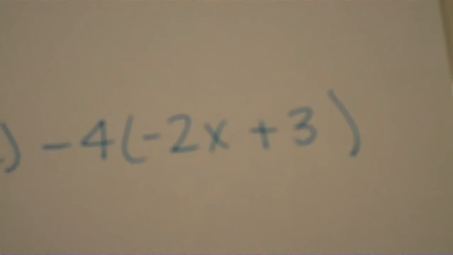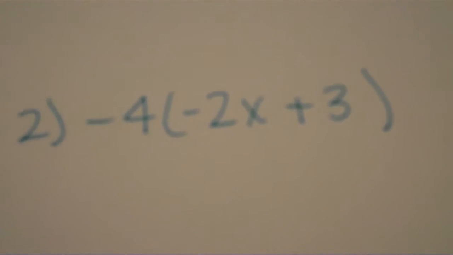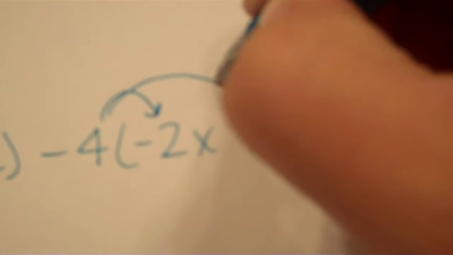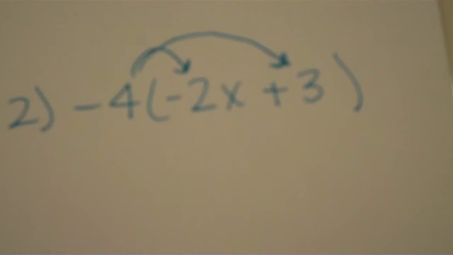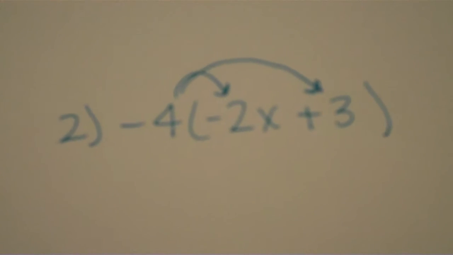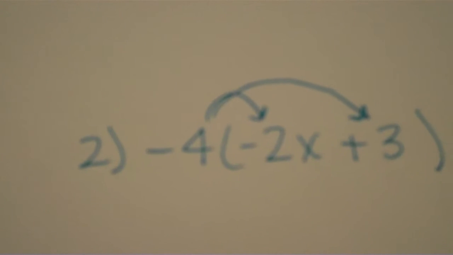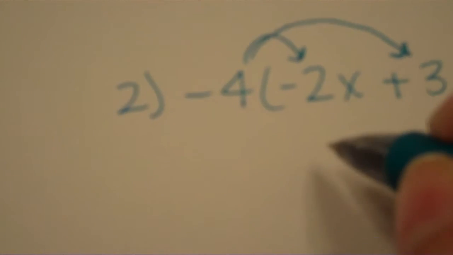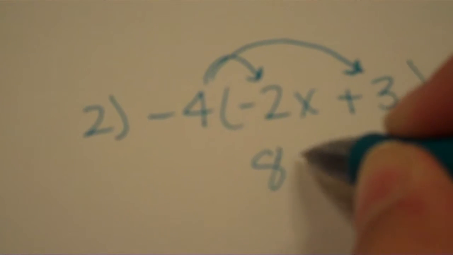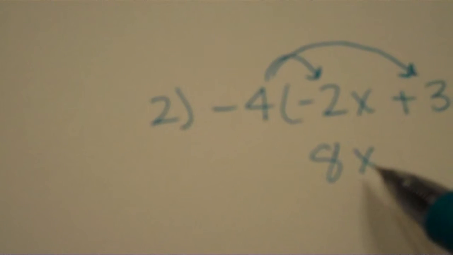Problem 2. We have negative 4 and then parentheses, negative 2x plus 3. Remember, the first thing I want you to do is to draw your arrows. Make sure you draw your arrows, always. And then all you have to do is multiply. And remember, if you're not good at multiplying with the negatives, use your calculator. So negative 4 times negative 2 is a positive 8, and then we have an x there. So it's a positive 8x.